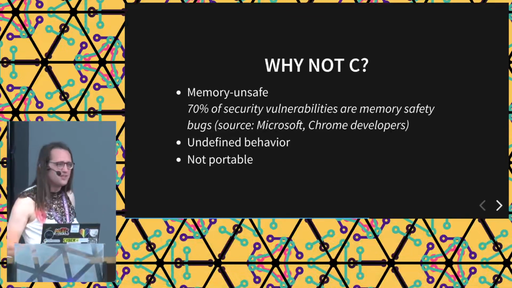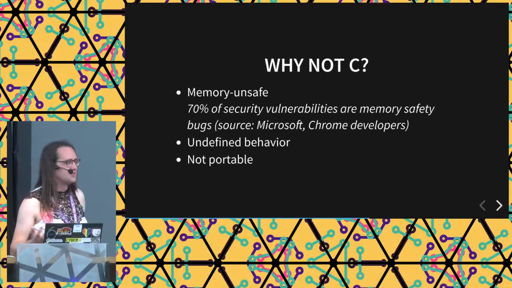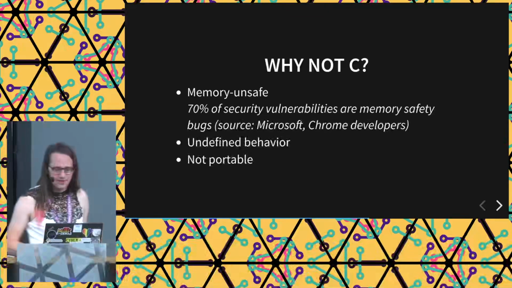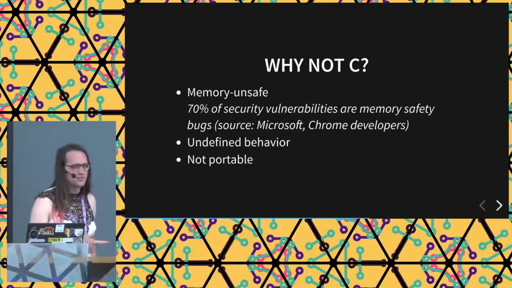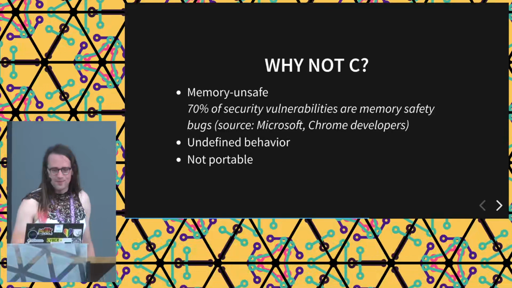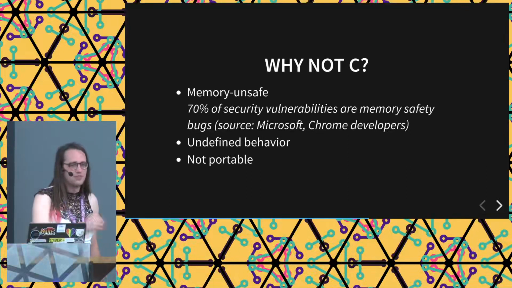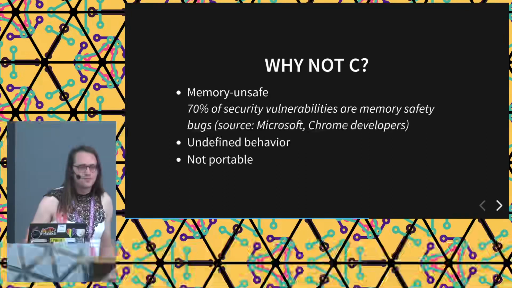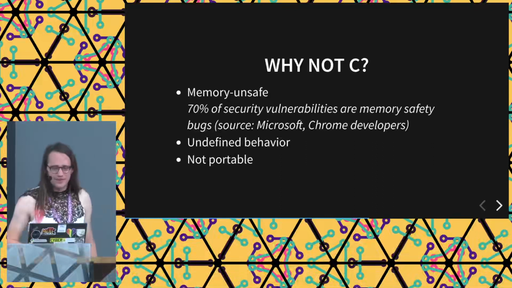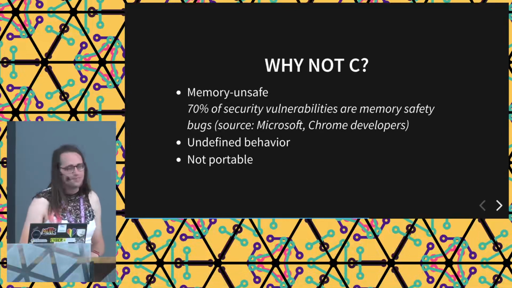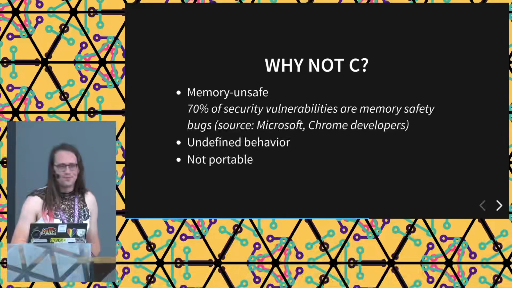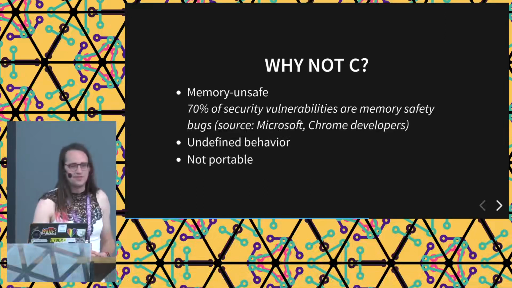For example, C is by default very memory unsafe. According to research by both Microsoft and Google, 70% of their security vulnerabilities were due to memory unsafety. For example, double frees or buffer overruns or things like that. And so that's one reason to not use a language that has this unsafety. Rust, for example, solved this in a very interesting way.